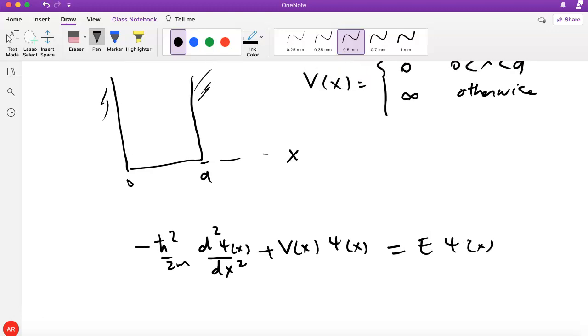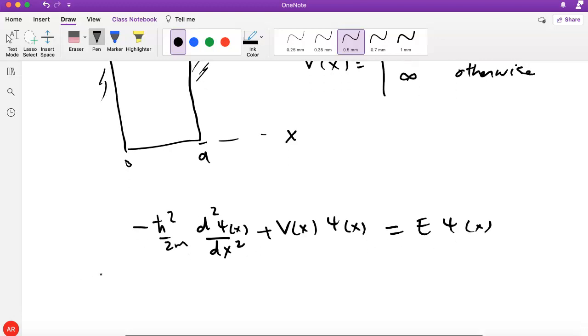And ultimately, we're interested in a wave function that's normalized, right? Because remember, psi of x absolute value squared is the probability density, and the probability of the particle being somewhere is 1. So we want to have something like that.